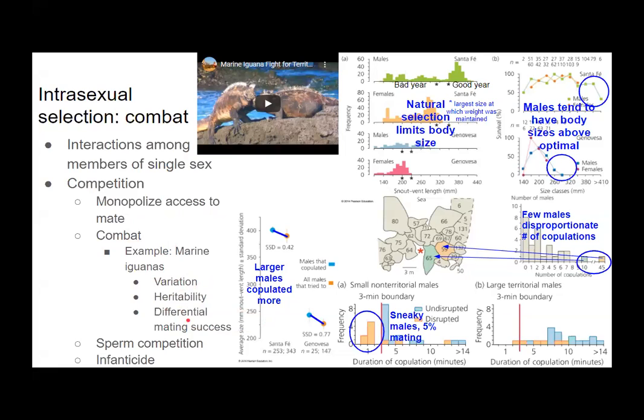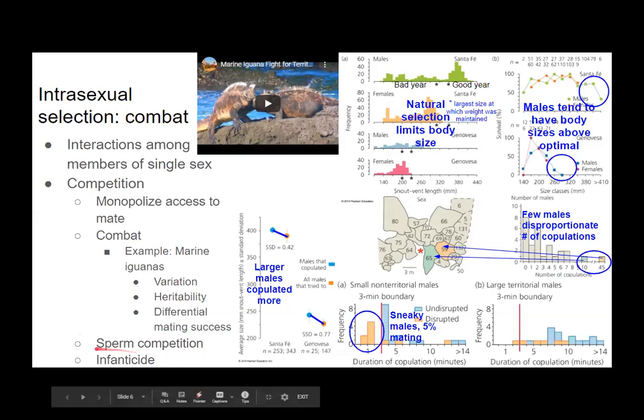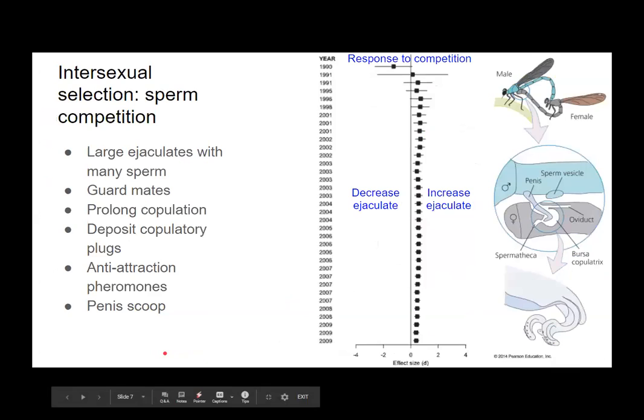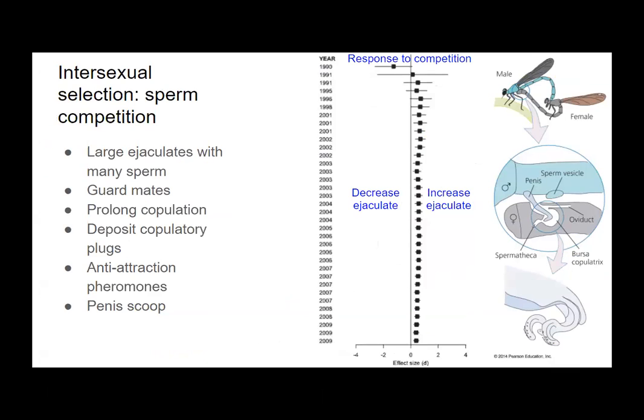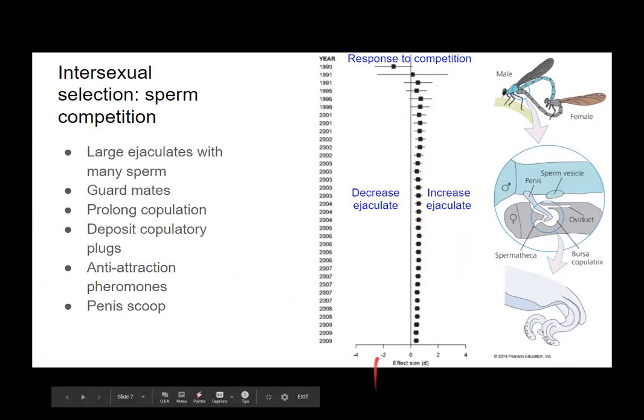So this is direct competition, but there are 2 other ways for intersexual selection to play out. One of those is through sperm competition, and another is through infanticide. In sperm competition, this is a meta-analysis that I'm showing you here.